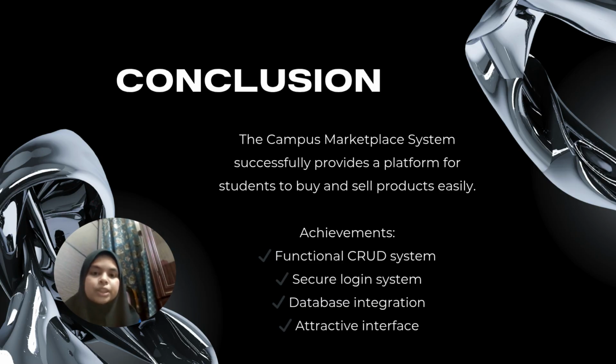So the conclusion, the campus marketplace system successfully provide a platform for students to buy and sell product easily. We focus on 4 important things to make this happen. First, we have the CRUD system. This means students can easily add, edit or delete their items whenever they want.